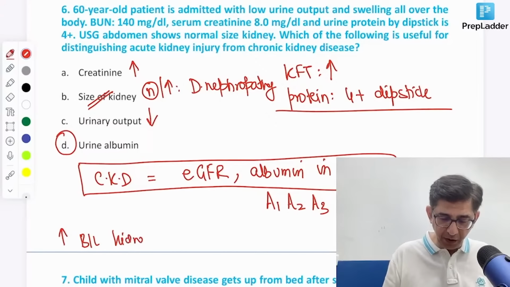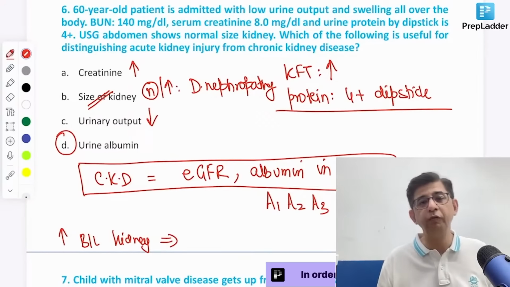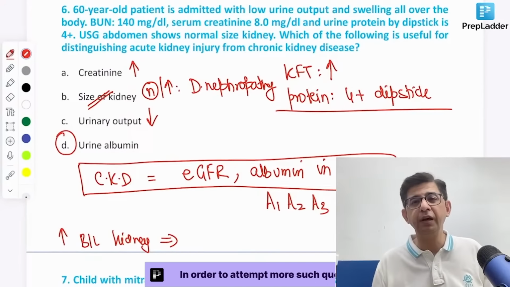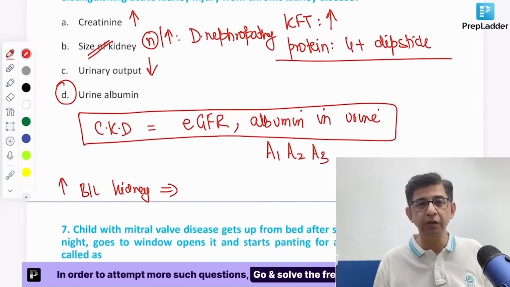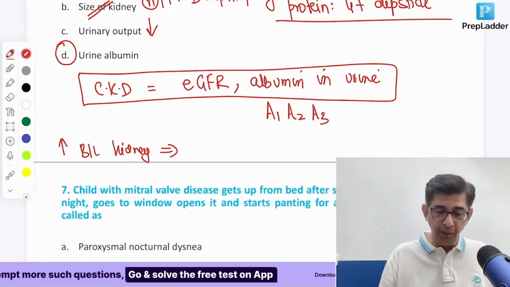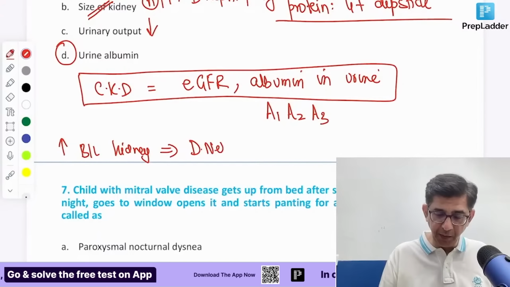You guys can comment here quickly in the chat. Please let me know which conditions will be having bilateral kidney enlargement. The answer to this question is D. Bilateral kidney enlargement is seen in diabetic nephropathy.